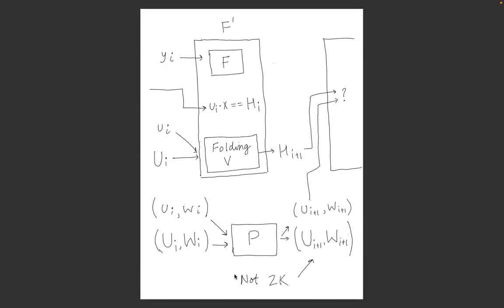And again, we note that this proof is not a zero knowledge proof, because the proof in itself contains the witness. So the witness is not hidden from the verifier.